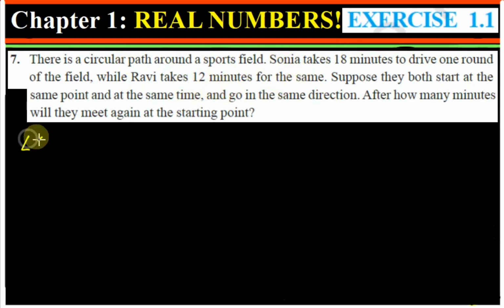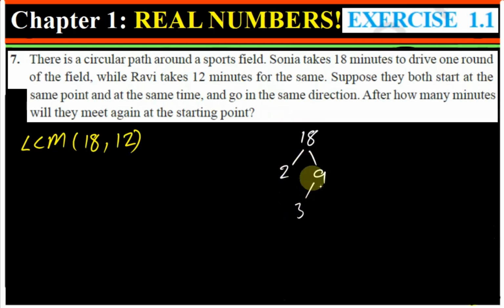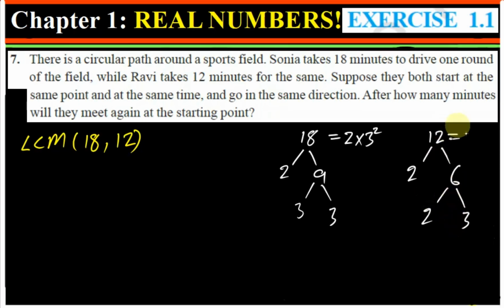To find out LCM of 18 and 12, we first have to write 18 and 12 in the form of prime factors. We have 18 here, let's divide it with 2, so we'll get 9, and again divide with 3, so we'll get 3. So 18 can be expressed as 2 into 3 square. And 12 we can divide with 2, so we'll get 6, again we can divide with 2, so we'll get 3 here. So this 12 can be expressed as 2 square into 3.